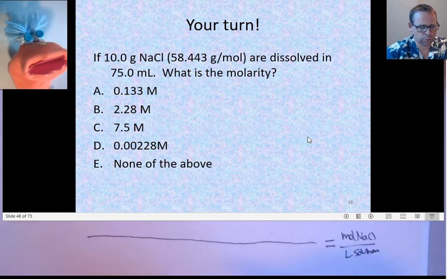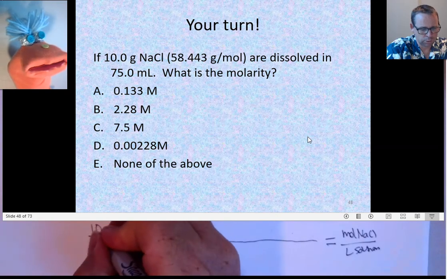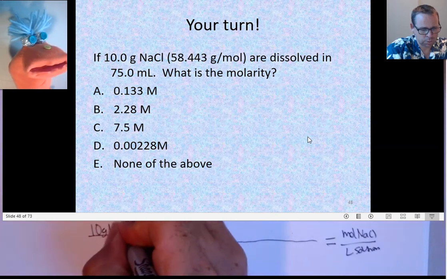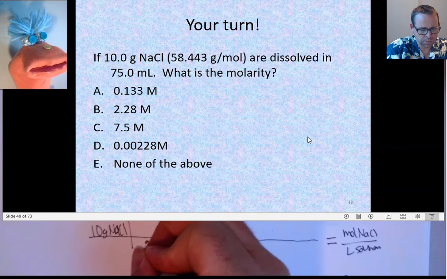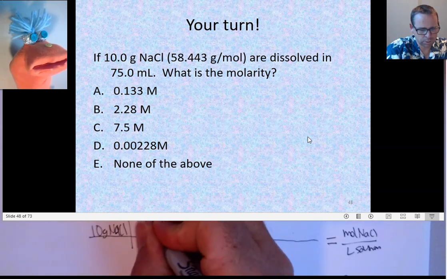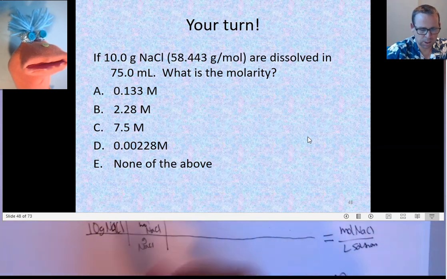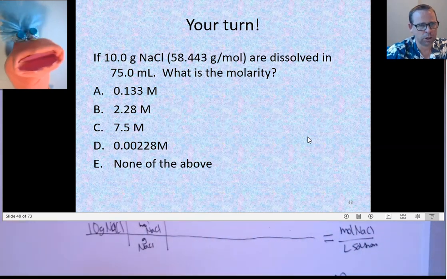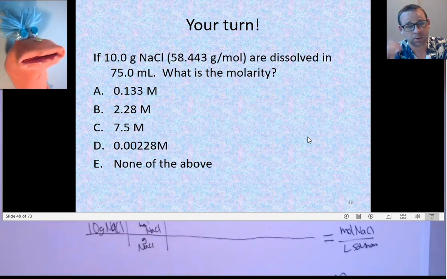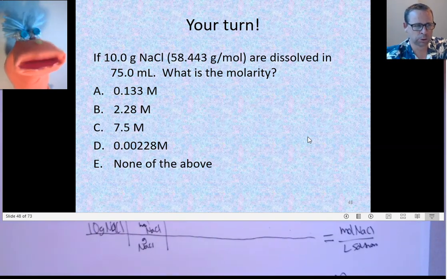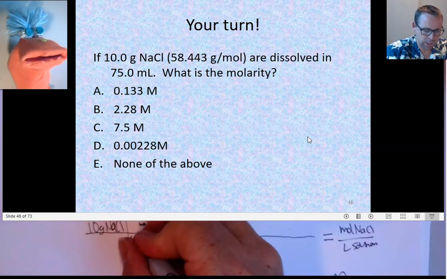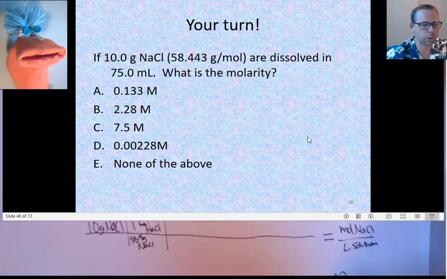10 grams of sodium chloride. You want to convert that to moles. Very good. 10 grams of sodium chloride. We're going to go grams of sodium chloride to moles of sodium chloride. Okay, and then I got moles of sodium chloride on top. That was easy. That's 58. What's that? 58.43. What are you talking about? That's the grams per mole of sodium chloride. Oh, okay, right. 58.4 for every mole.